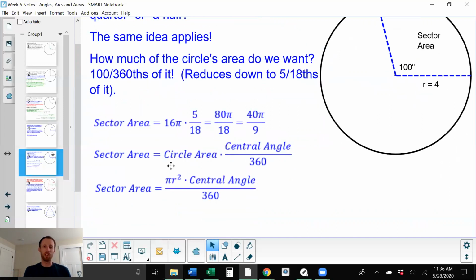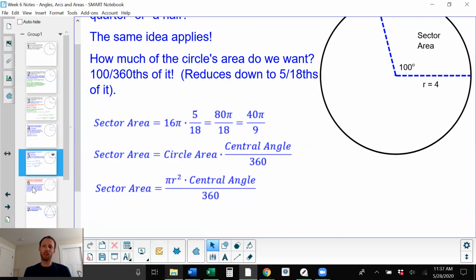To generalize what we did, to find the sector area, we took the area of the circle, multiplied it by the central angle, and divided by 360. And the area of the circle we get with pi r squared. So sector area is equal to pi r squared times the central angle divided by 360.